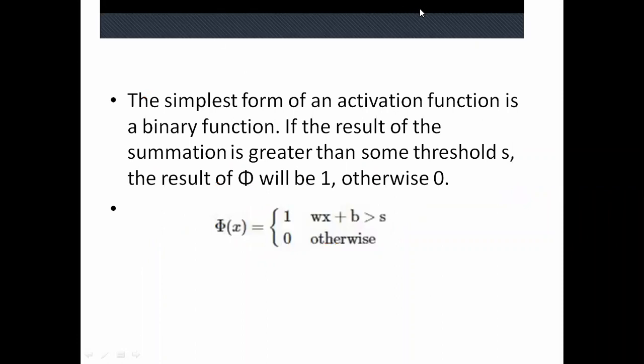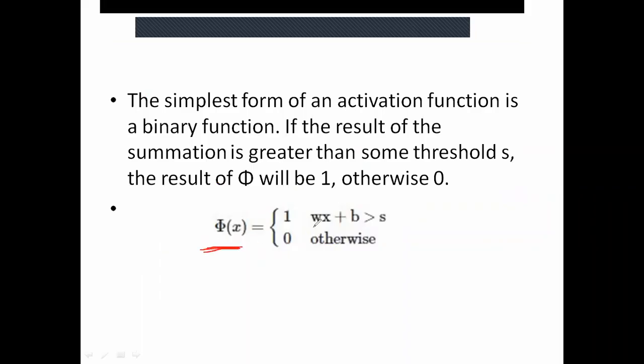And again, this is the same thing that I have told you. Suppose the activation function is something like this: if Wx plus B is greater than some threshold value, I'm saying the output is 1. And if this is lesser than or equal to the threshold, then the output is 0. This is the simplest activation function. Okay, what is the activation function doing?